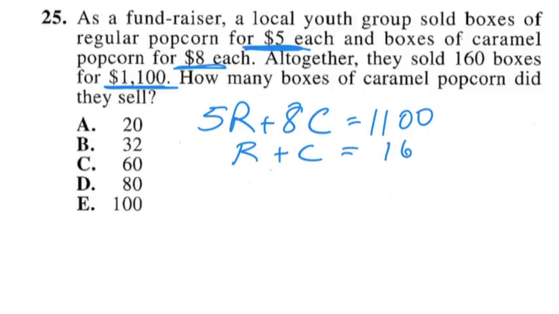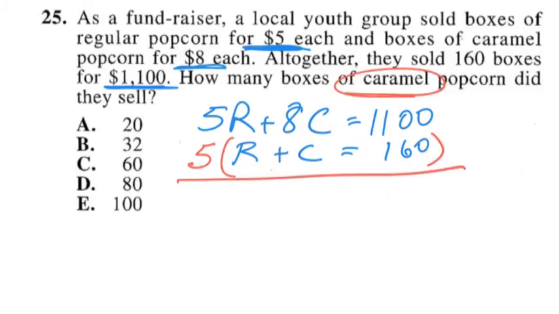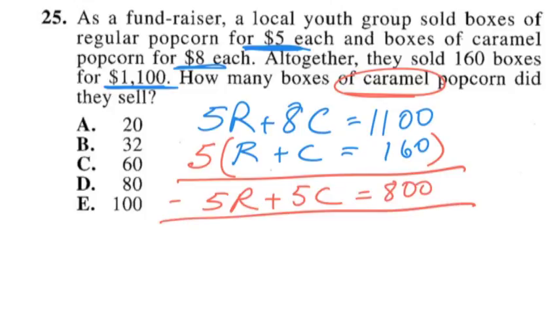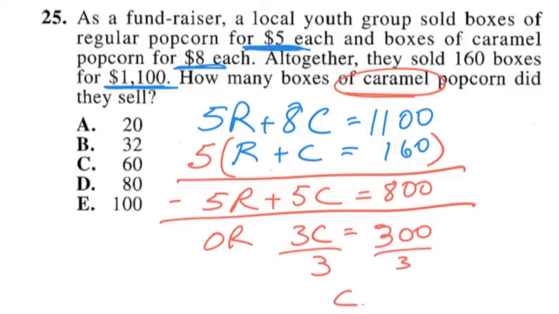Now on this one, once again, I'm showing you both ways. We'll multiply this by 5 to cancel out the R's, because they ask us how many boxes of caramel we sold. So now our second equation becomes 5R plus 5C equals 800. We're going to subtract that one from the upper equation. This will give us no R's, because we subtracted those out. 3C equals 300. When you divide both sides by 3, that makes C equal to 100, or E is the answer.